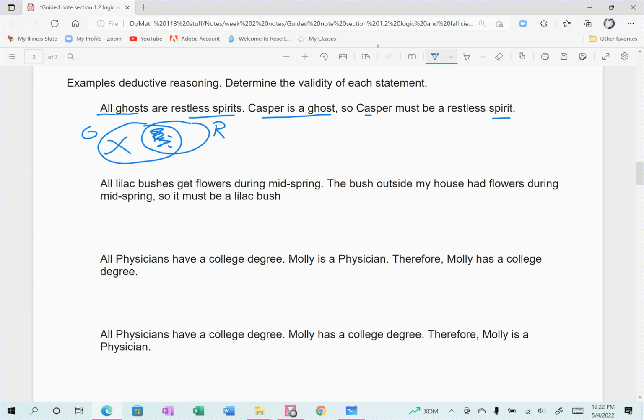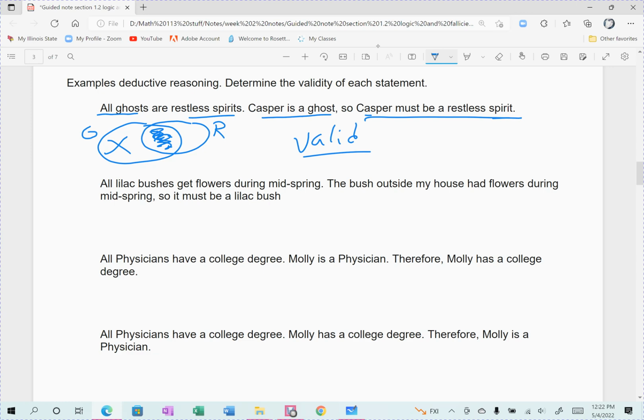Casper is a ghost, so Casper lands in the ghost circle. All the ghosts are in this wedge here, so therefore he's also in the restless spirit circle. And so my conclusion is true. My premises were all ghosts are restless spirits, Casper is a ghost. It was a very logical conclusion that if Casper is a ghost, he has to be a restless spirit. So that's a valid argument.